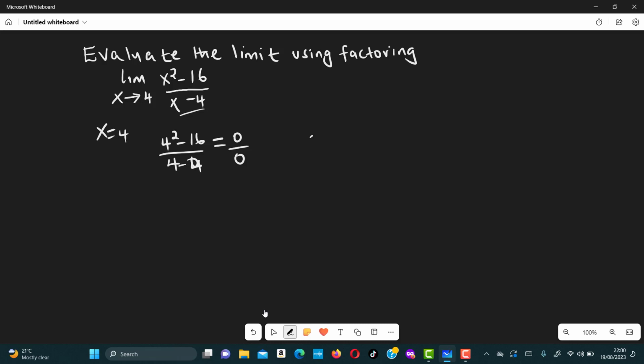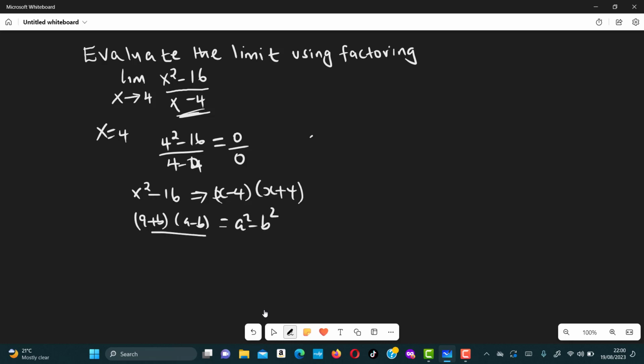There's no factoring to be done in the denominator as it's completely factorized. It is in the lowest term possible, but the numerator can be factored as the difference of two squares. The numerator is x squared minus 16, and this can be factored as x minus 4 multiplied by x plus 4. This is called a difference of two squares: a plus b times a minus b gives us a squared minus b squared.